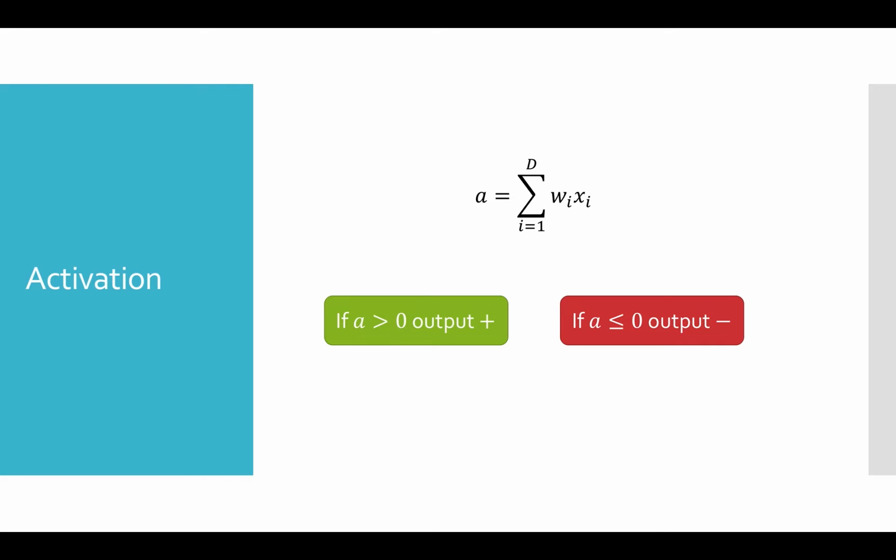We call our activation A, okay? And if the activation is greater than 0, then we're going to output the positive class, whether that's yes or it's 1. And if it's less than or equal to 0, we're going to output the negative class, whether that's no, that's -1, it's 0, whatever it is.